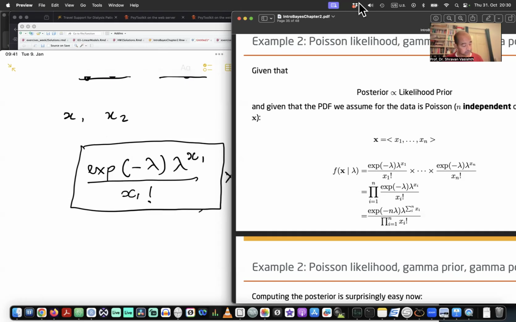Remember, in a discrete distribution, this is the probability of getting x1, and this is the probability of getting x2. If you multiply them, we get the joint probability of observing these two numbers. So we are answering the question, what's the probability of observing x1 and x2? That would be the product of these two things. Now, if I had only two data points and I was multiplying these two terms, what would I end up with?